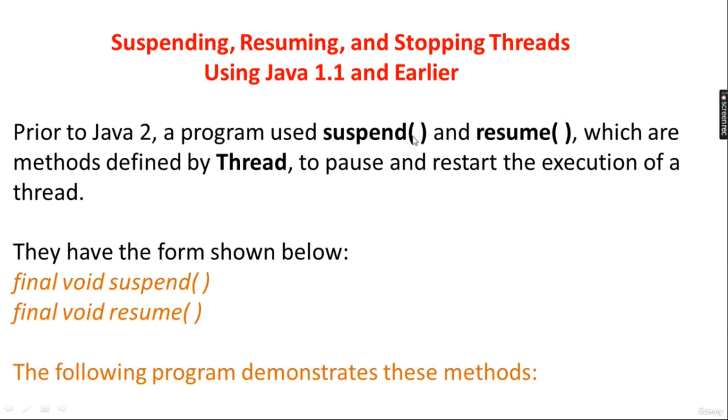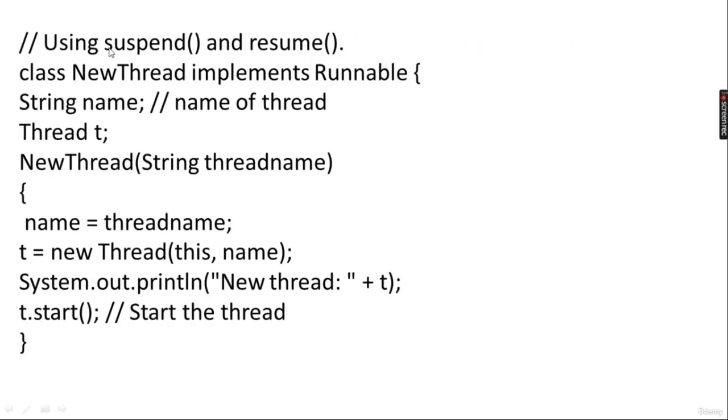Before Java 2, programs used the suspend and resume methods, which are defined by the Thread class, to pause and restart the execution of a thread respectively. So for pausing, suspend was there. For resuming or restarting, the resume function was there. Final void suspend and final void resume. The following program demonstrates these methods.